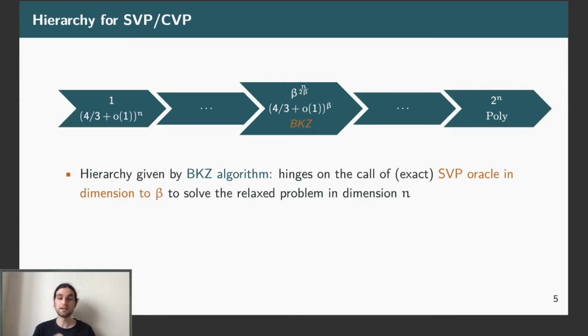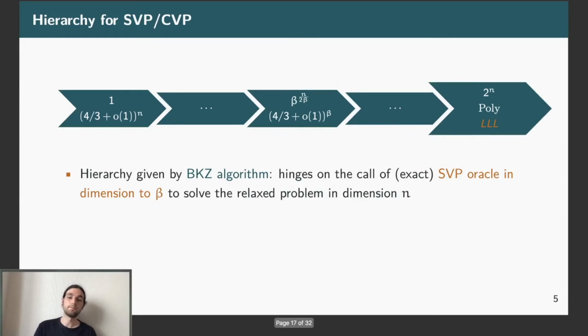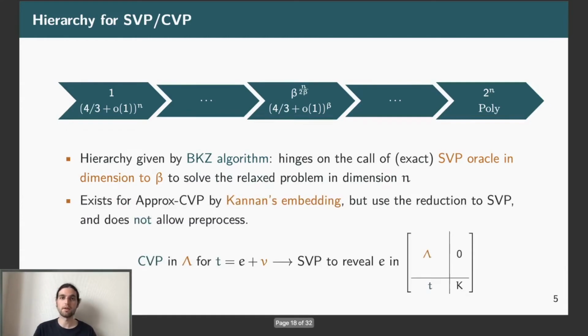And this algorithm hinges on the fact that you can solve the SVP problem in dimension n by some numerous calls to the same oracle but in dimension beta, so it's faster in the end. And if you go to the far end of the spectrum of this technique, you retrieve the BKZ 2 or LLL algorithm, and you can solve the problem in polynomial time in the input, but the vector you will find is within a factor exponential in the dimension of the shortest vector of the lattice.